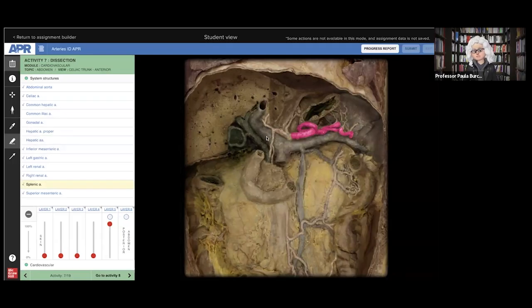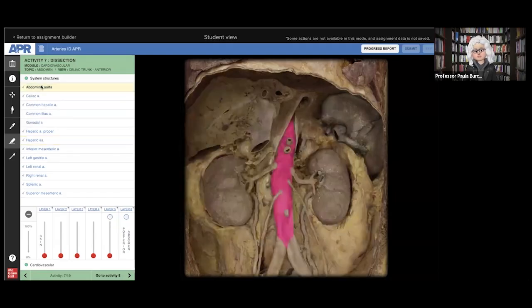Now we're going to go back to this area here with the liver. So remember, we had the common hepatic coming off of the celiac artery. But we also have a hepatic proper artery and a hepatic artery there. If we go back to the abdominal aorta, notice that we have some paired vessels coming off, and those are gonadal arteries. In the male, they will be the testicular arteries.